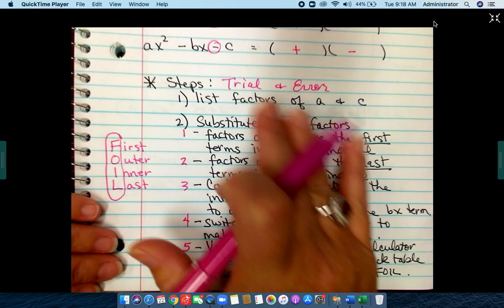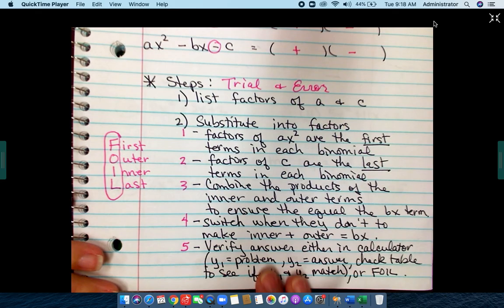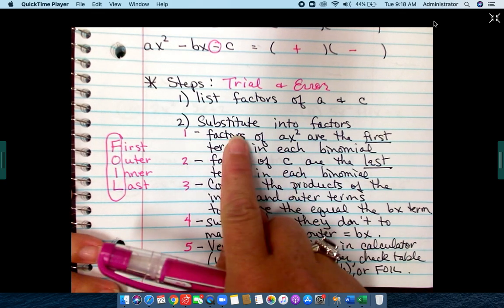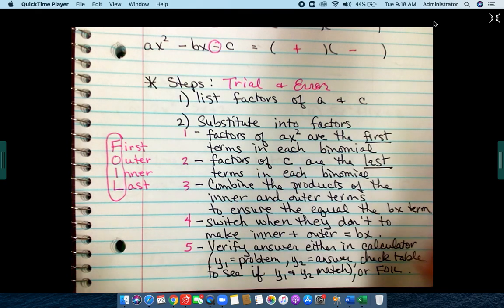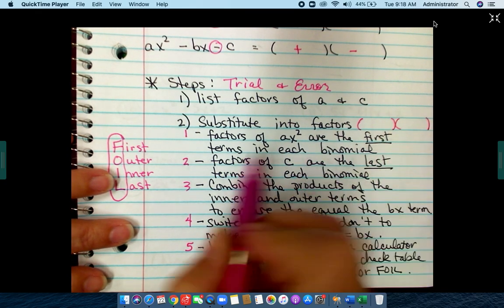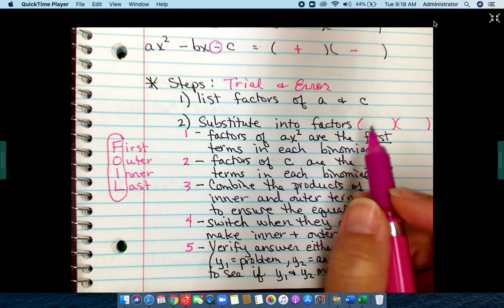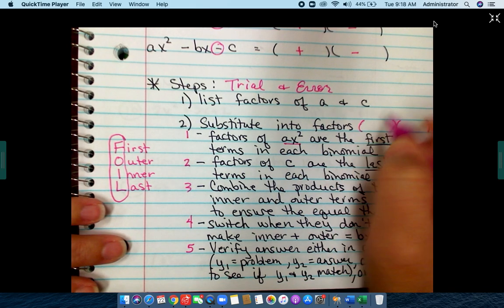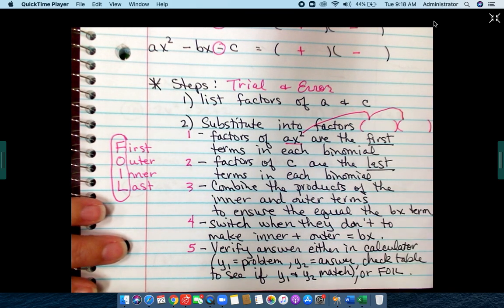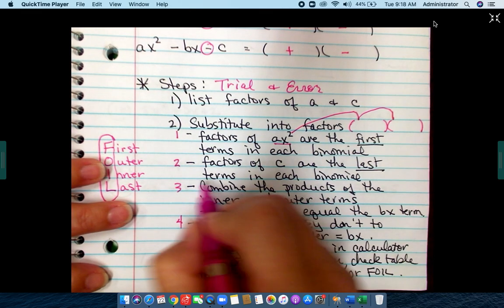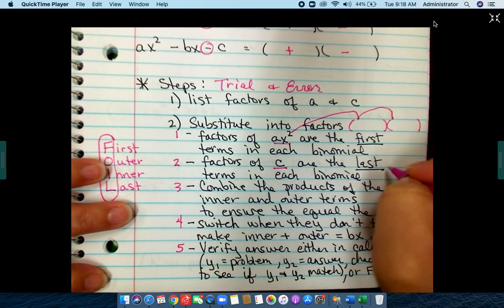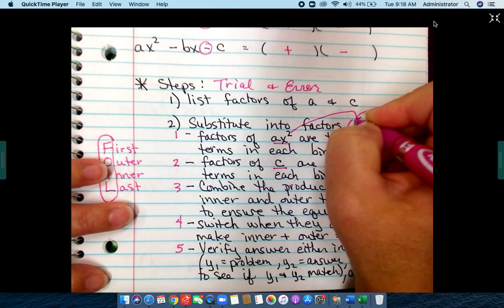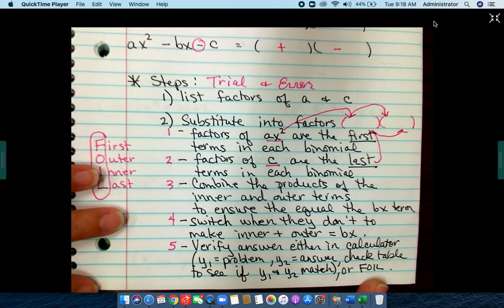I'm going to be teaching you how to use these steps, but certainly if you need a verbal list, this can be helpful. So we're going to substitute into our binomial factors the factors of our ax squared term. Remember, these factors are going to go in as the first terms, here and here. That's what I mean by that. And then the factors of our constant will be the last terms in our binomial, meaning here and here. Just want to remind you of what I mean by that.